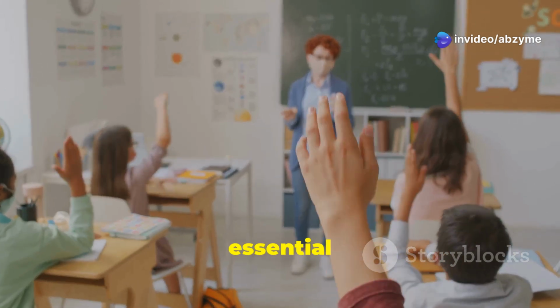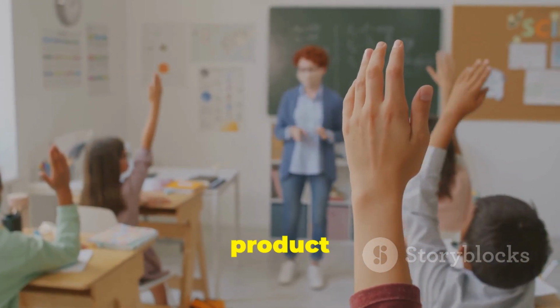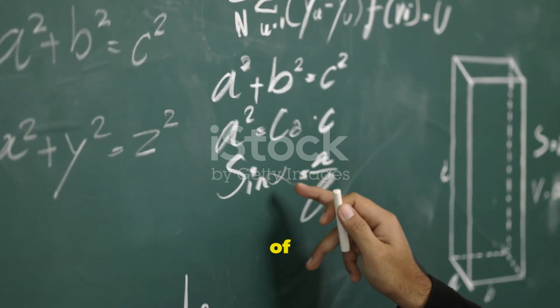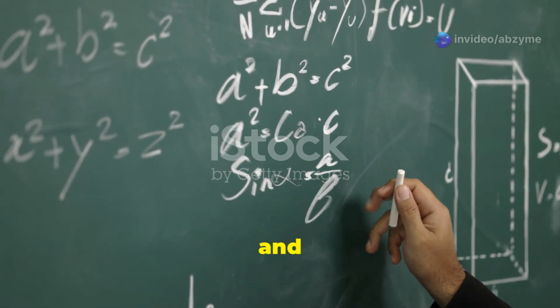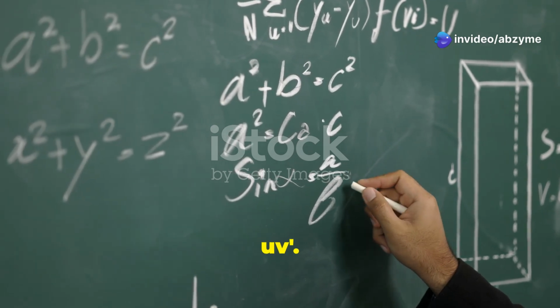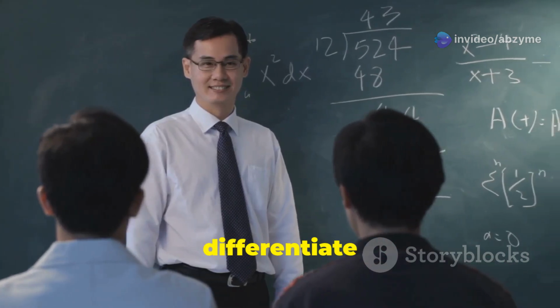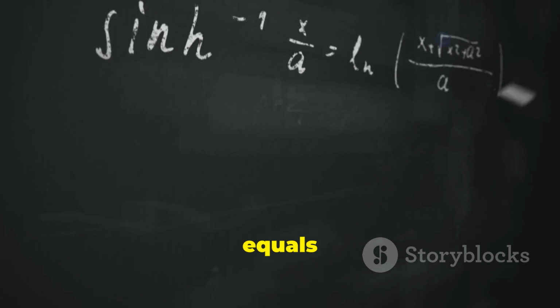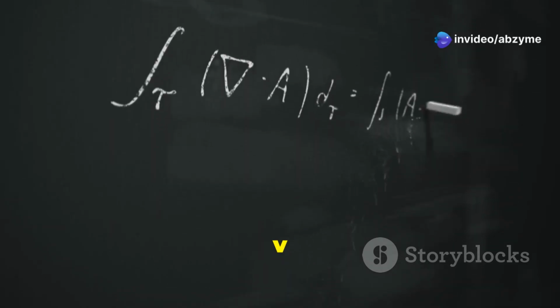Now let's tackle two more essential rules for differentiation, the product rule and the quotient rule. The product rule states that the derivative of the product of two functions, u and v, is given by (uv)' equals u'v plus uv'. The quotient rule tells us how to differentiate a fraction where the numerator and denominator are both functions. The rule states that (u/v)' equals (u'v minus uv') over v squared.